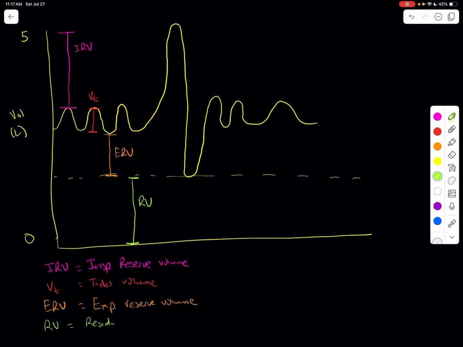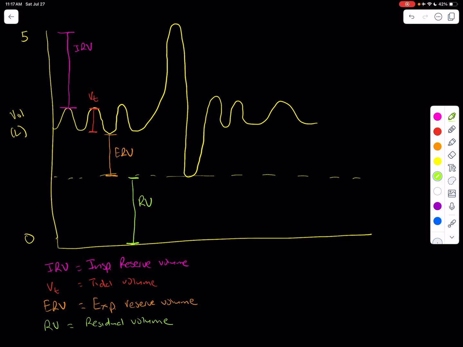Well, there's still air left in my lungs. There will always be air left in your lungs. And so we call this residual volume. Now, unlike the first 3, which we can directly measure, we cannot directly measure residual volume. You have to use some fancy equipment, some fancy math, and there you go.